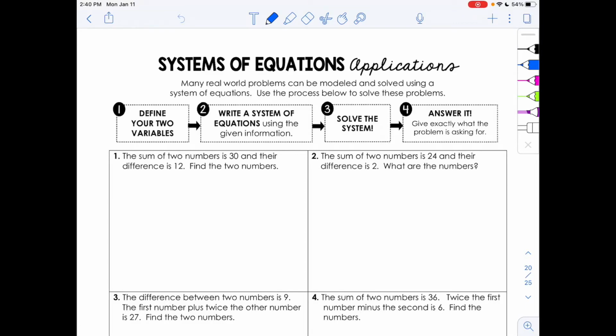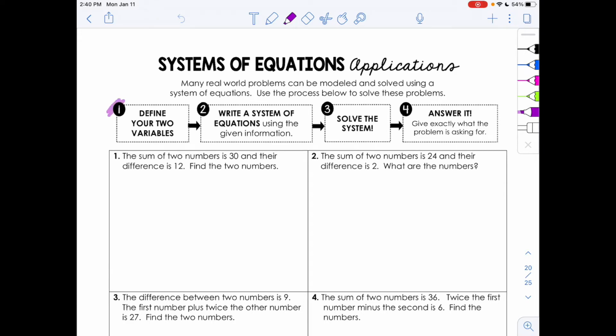In this lesson, we're going to take what we've learned about systems of equations and apply them to real-world problems. Similar to how we did linear equations with word problems, we're going to follow the same model. So we're going to follow the steps above.